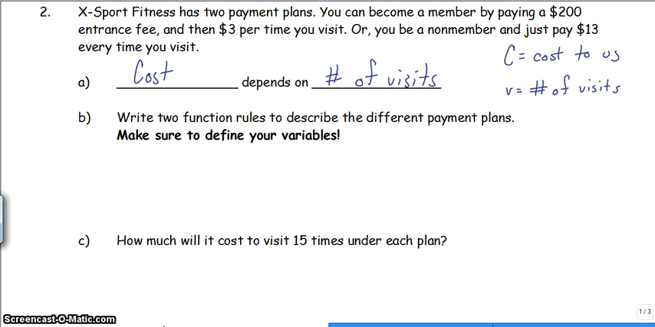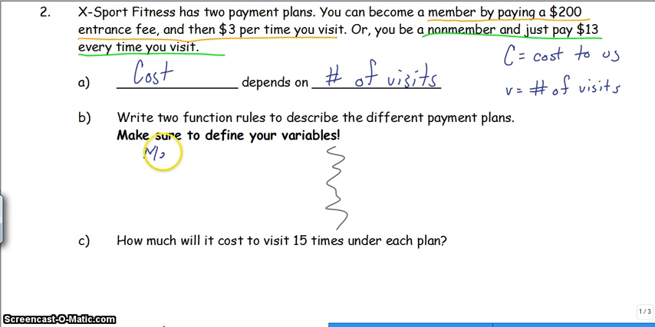Okay, we have two function rules to write this time because we have two scenarios going on up here. First is when we become a member. The second scenario is when we're a non-member. So we have to write two separate function rules. I'm going to divide that up.